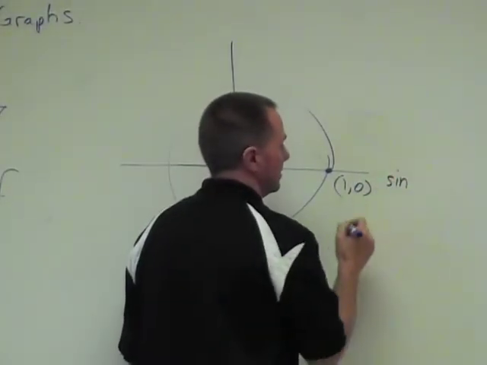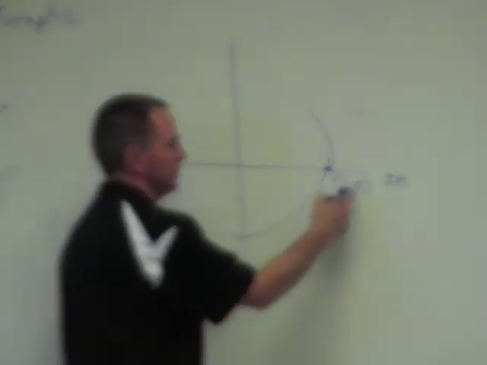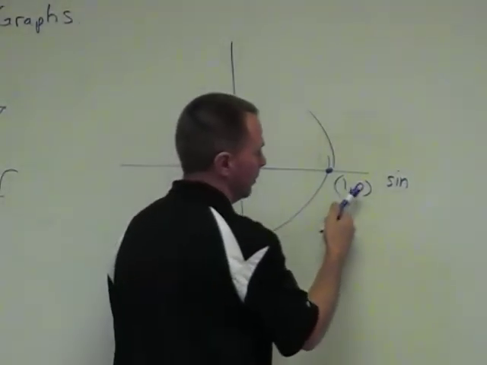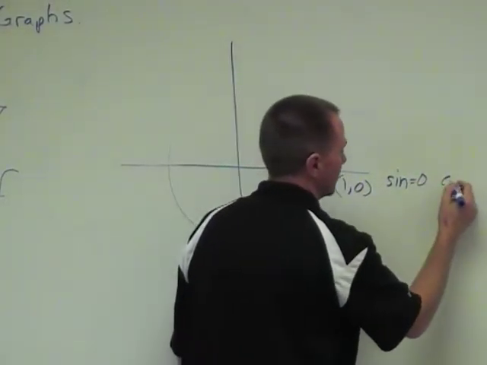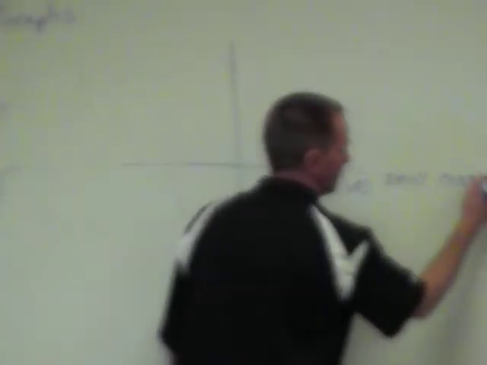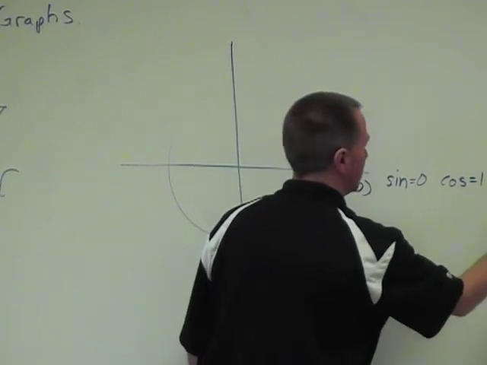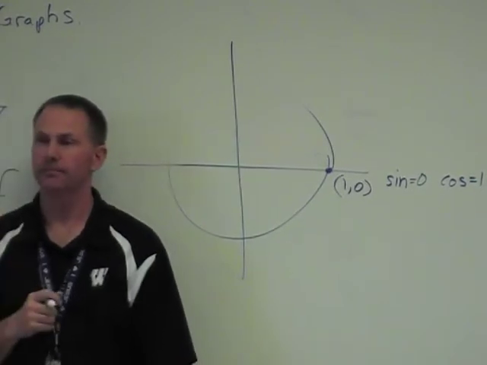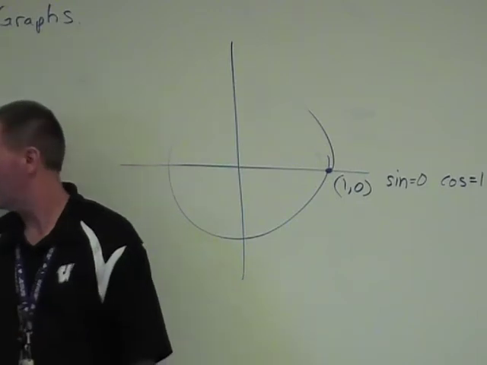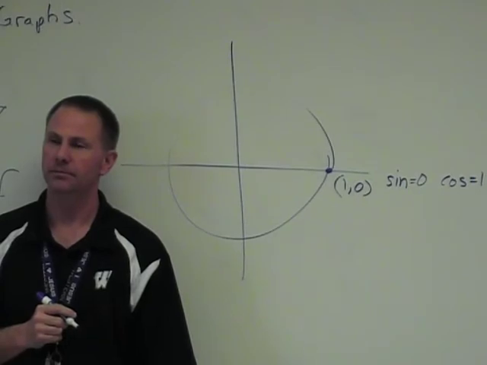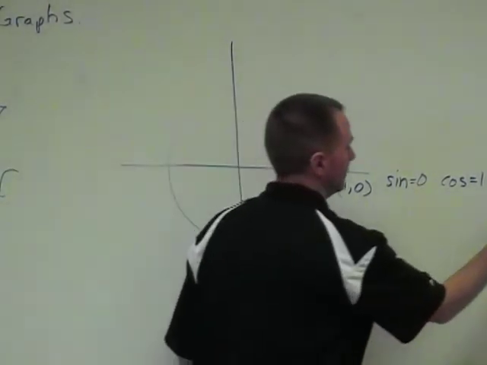What is the sine at 0? It's the y value. Sine is y. You just told me the sine is y. At that point, y is 0, so sine is 0. What is the cosine? Cosine is the x value, 1. Very good. Daniel, what's the tangent? Tangent is y over x, the y value over the x value. 0 over 1 is 0.